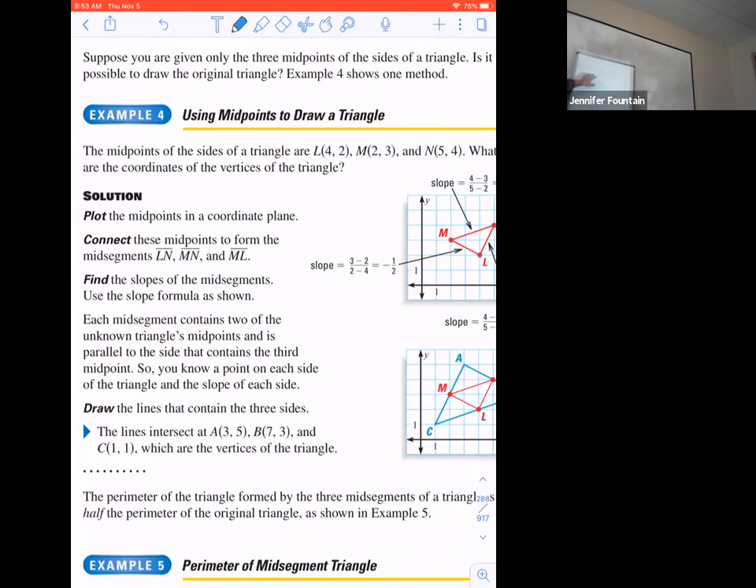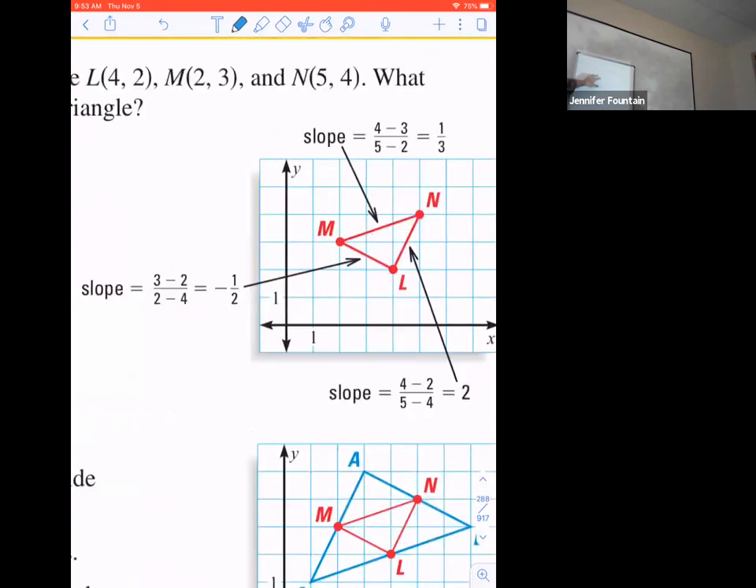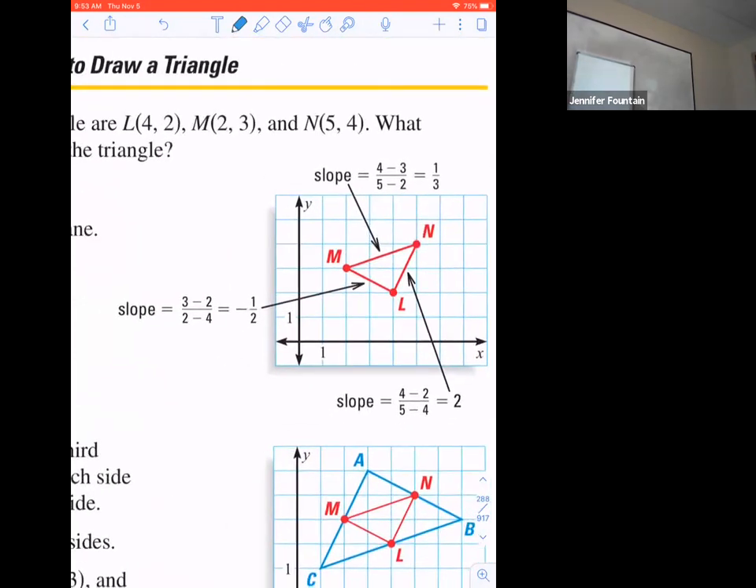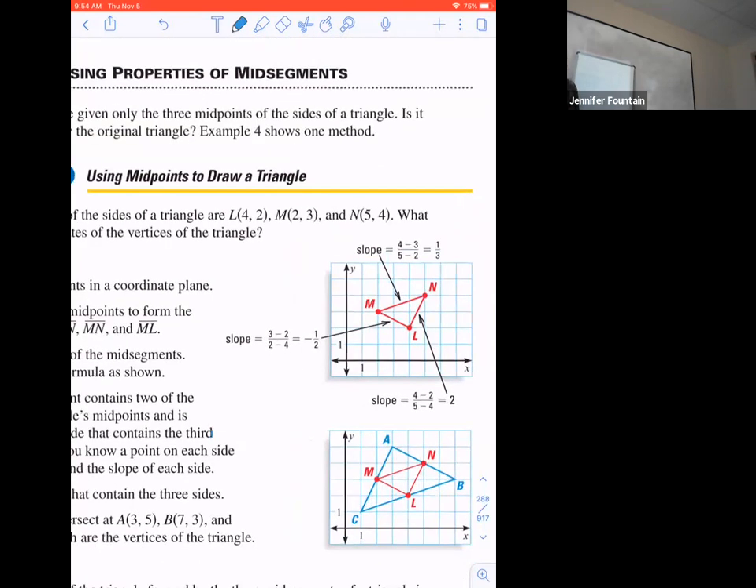So here they have given us the midpoints L, M, and N. Okay, they said L is at 4, 2. So 1, 2, 3, 4, 1, 2. M is 2, 3, 1, 2, 1, 2, 3. And N is 5, 4. 1, 2, 3, 4, 5, 1, 2, 3, 4. So they have given us, and these are midpoints of a larger triangle. So to be able to draw the larger triangle, I'm going to have to find the slopes of each of my sides to be able to determine that.